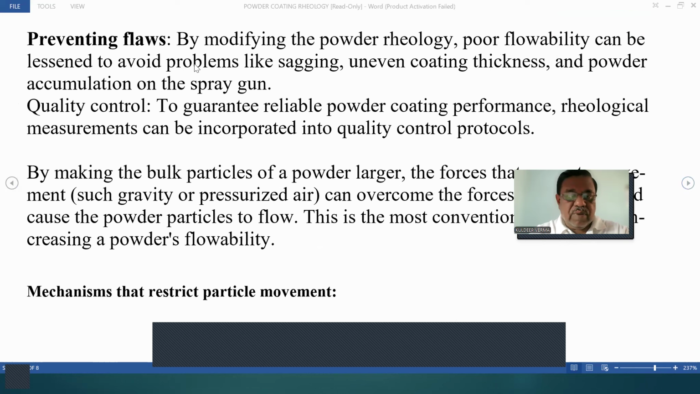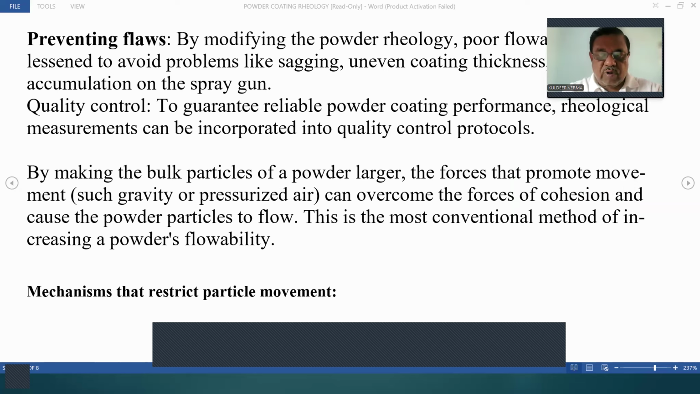Preventing flaws. By modifying the powder rheology, poor flowability can be lessened to avoid problems like sagging, uneven coating thickness, and powder accumulation on the tip of the spray gun. Quality control. To guarantee reliable powder coating performance, rheological measurement can be incorporated into quality control protocols.